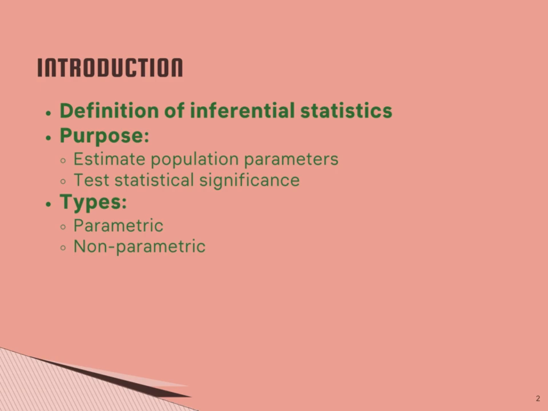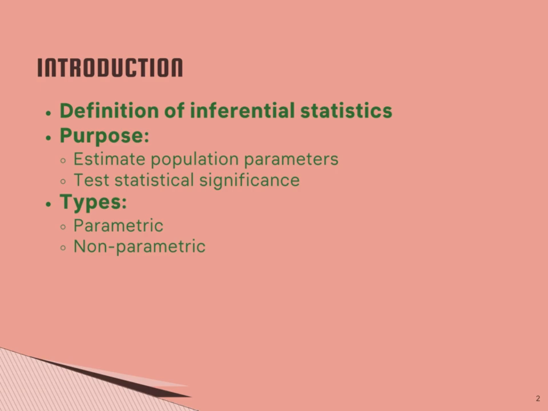It is more efficient with smaller sample sizes if assumptions are met. It provides exact probability values, but it has also some disadvantages. The results are unreliable if assumptions are violated. Then comes the non-parametric test.